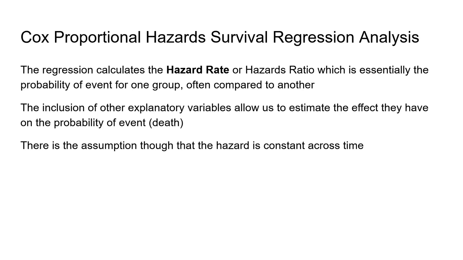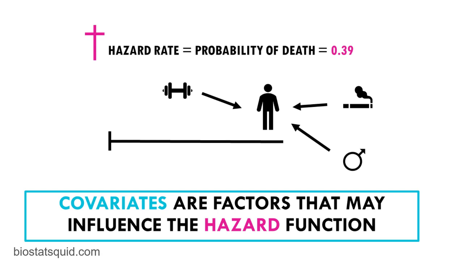The main assumption here is that the hazard is constant across time, and we have to look at the residuals in order to do this, and I'll show you how to do that in RStudio. But really, Cox regression assumes that the risk between groups is sort of the same throughout time. So again, the hazard rate here is really just the probability of death, and so the covariates can explain how they influence that hazard function, right?